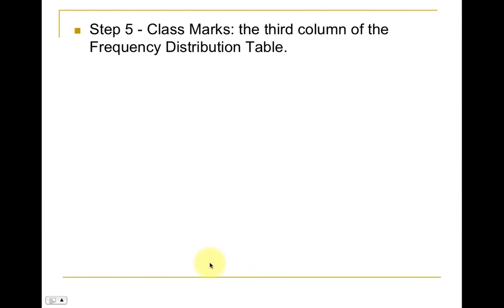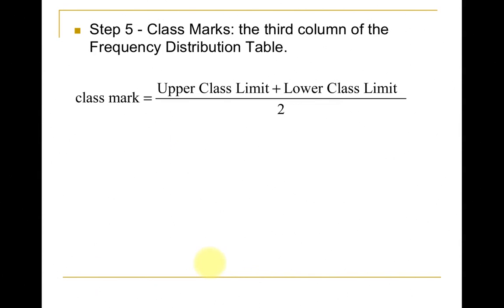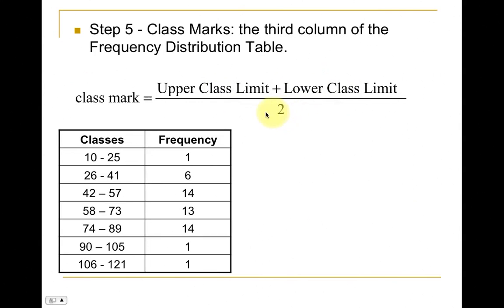Okay, class marks become the third column of the frequency distribution table. We find the class mark by taking the upper class limit plus the lower class limit and dividing by 2. So if we look at our first class, which is 10 to 25, the lower class limit is 10, the upper class limit is 25. So to find the class mark, we will add these two, 10 plus 25, and then divide by 2. And that gives us 35 divided by 2, or 17.5.